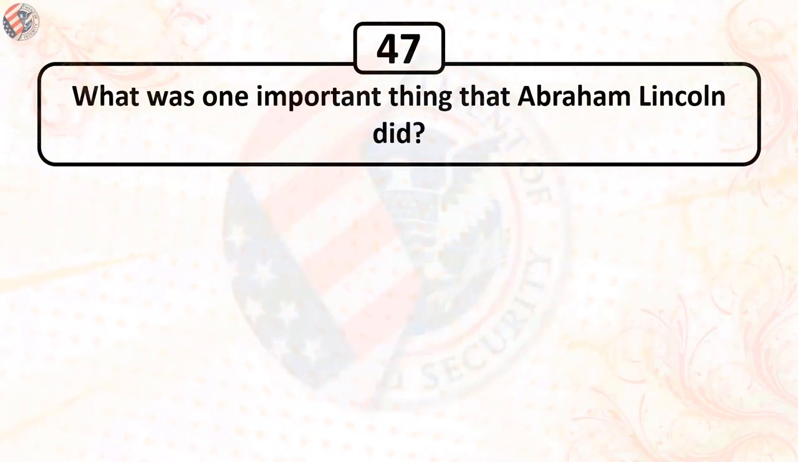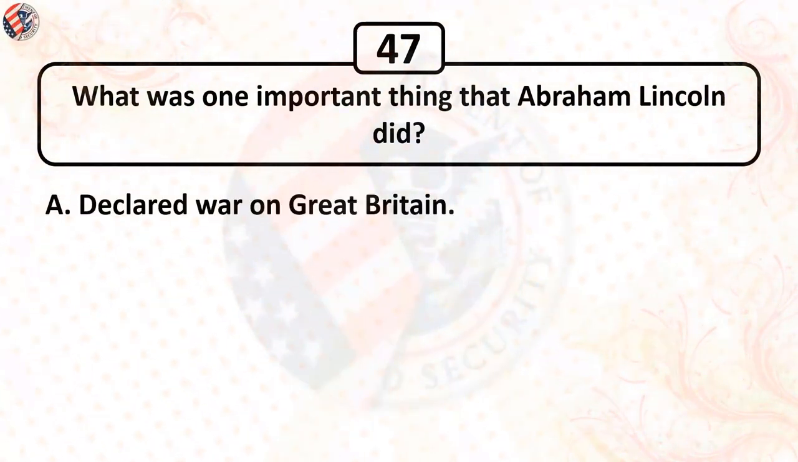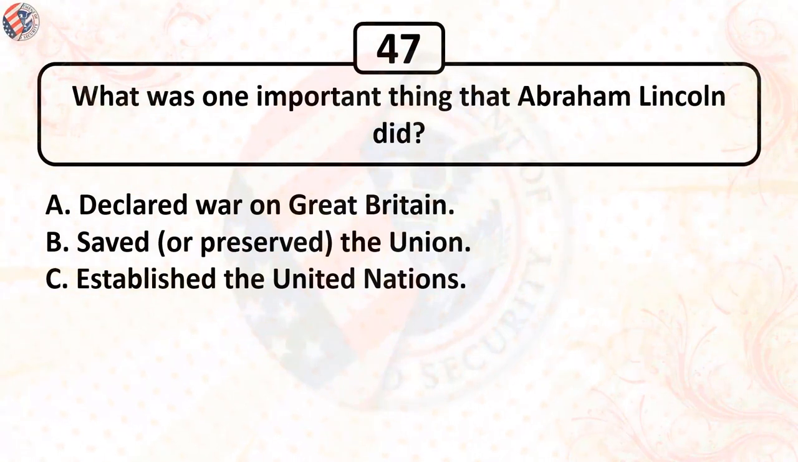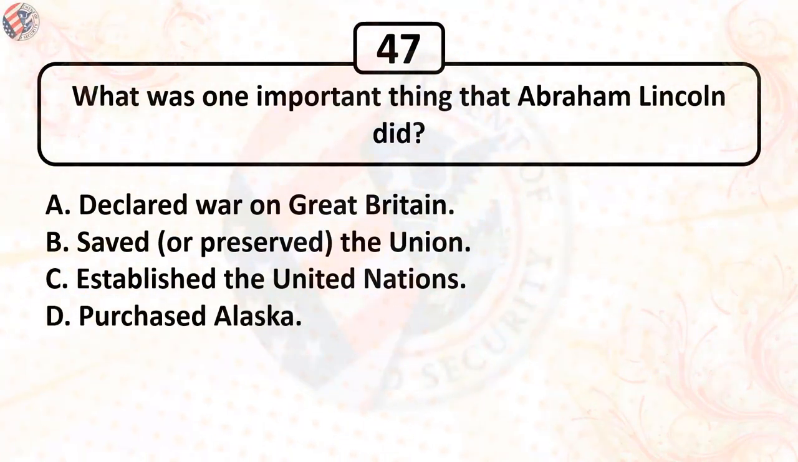What was one important thing that Abraham Lincoln did? A. Declared war on Great Britain. B. Saved or preserved the Union. C. Established the United Nations. D. Purchased Alaska.